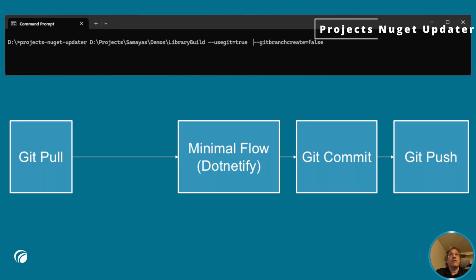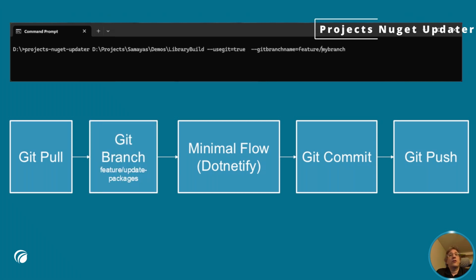And this might be a very feasible scenario if you only have a main and you don't work with feature branches. And the final scenario is all the way. I do a git pull, I create a git branch. If my branch exists, I just pull it and use that branch. If it doesn't exist, I create a default feature branch / update packages. I still do my minimal flow and my .netify. Again, I do a git commit, and at the end, I do a git push.